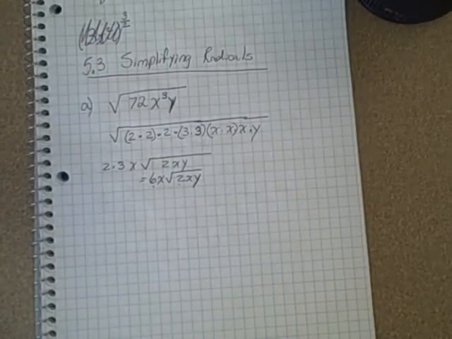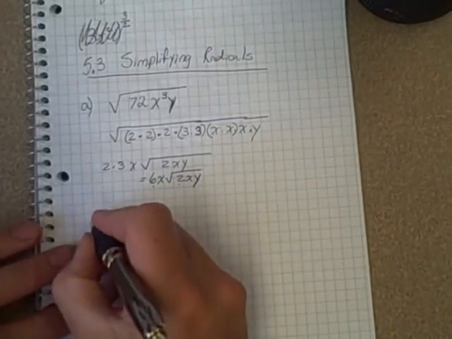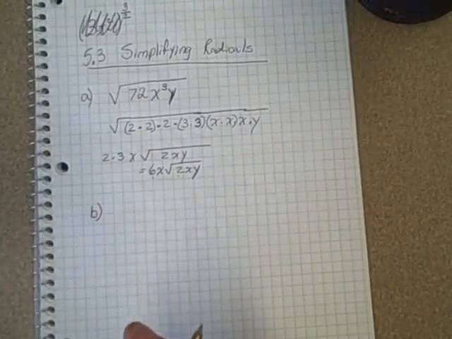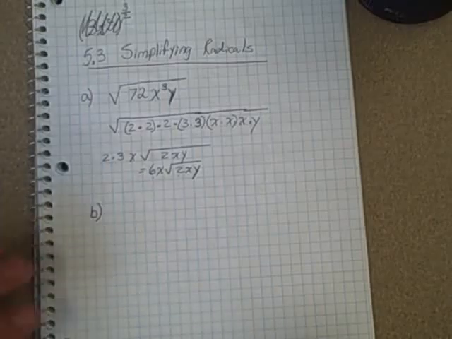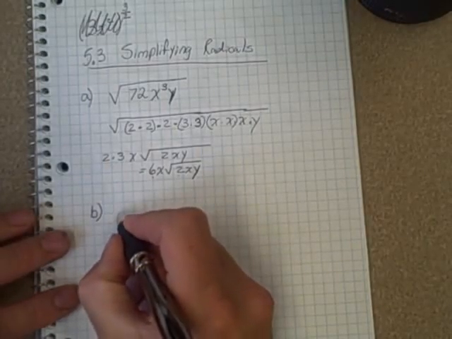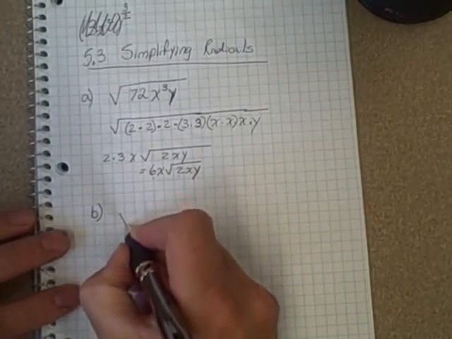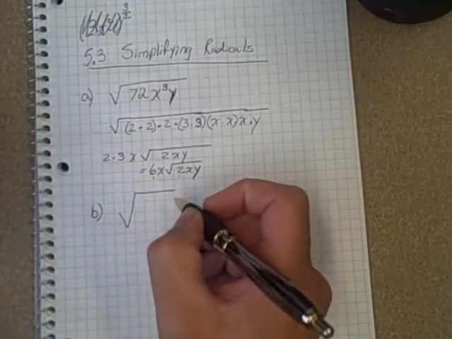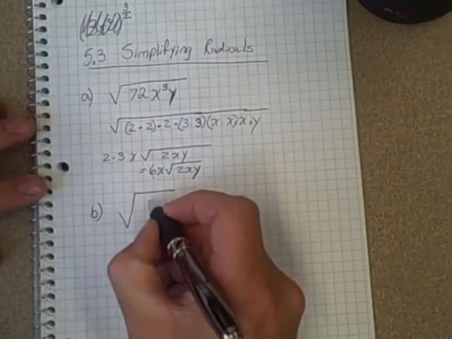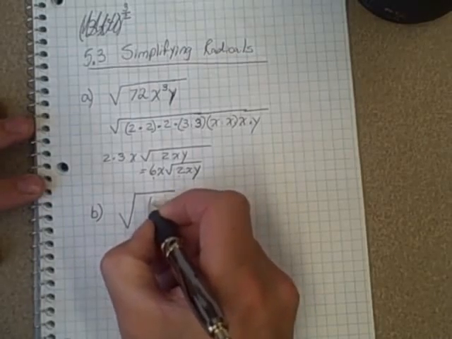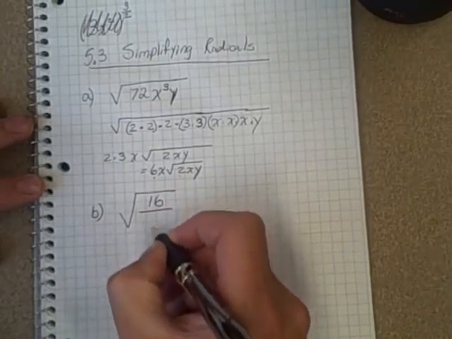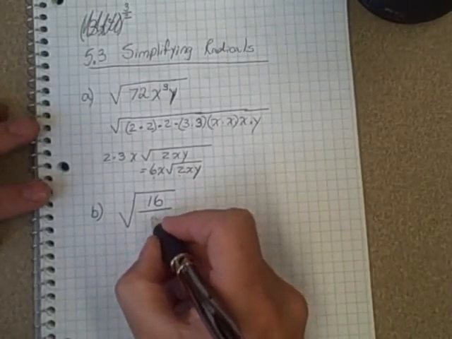So let's take a look at a few more examples in this section. So B, let's say we have something that has the square root of the fraction 16 over 15.